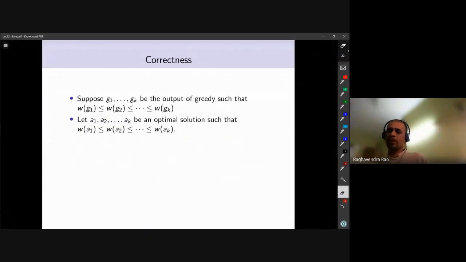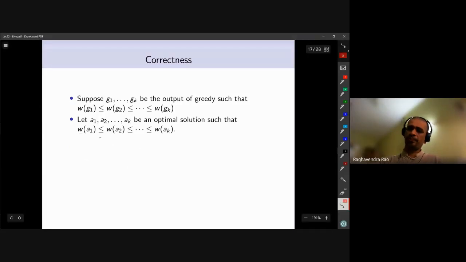Even for the optimal solution, let's assume that the elements are ordered in sorted, ascending order. Now what we are going to do is compare this. So what can you say about the weight of G1 and the weight of A1?